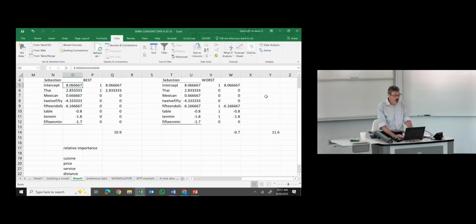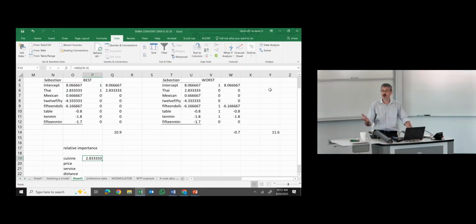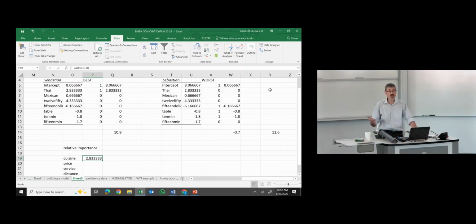Now, keeping in mind that the amount that I add or subtract that's in the intercept is equal to 0. So for cuisine, I'm just going to take the absolute value. We'll see if this really makes a difference for him. It doesn't in this case. It equals the absolute value of the difference between the best possible alternative and the worst, which is when it's barbecue, so I'll just put it at 0 here. And so his ratings can move, depending on the cuisine, by 2.83 utils.